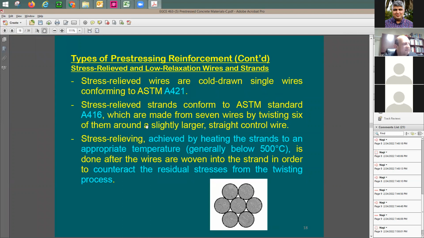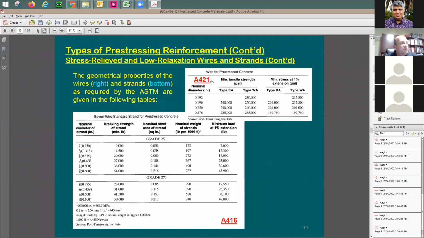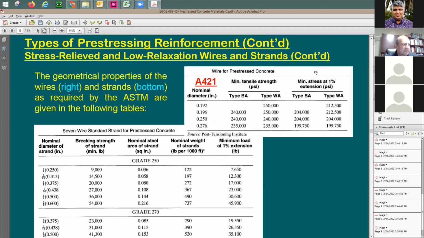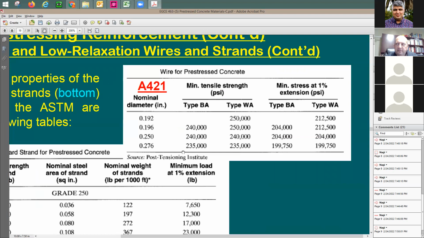So okay, this is very good. Here's the 421 properties, and here is the 416 properties. I have here a table of properties. Look at the 421 first. It's going to be all wires. Look at the wire diameter, like 1/4 of an inch. It's not going to be really that big. Look at the tensile strength. Look at 1% elongation, or extension. Look at the amount of stresses.